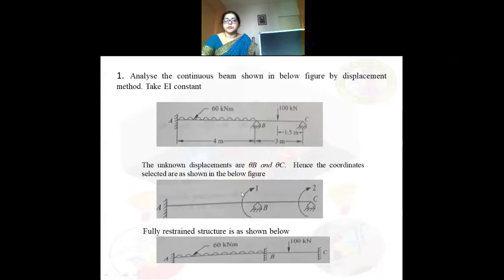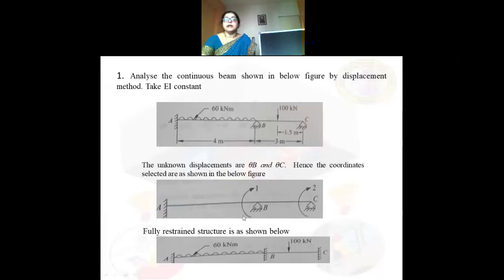So it will allow rotation. What is the degree of freedom? At support B you have a rotation and at support C you have a rotation, so degrees of freedom is equal to 2. Where are those two degrees of freedom? That is rotation at B and rotation at C. Hence the unknown displacements are theta B and theta C, and the coordinates selected are as shown in the below figure.